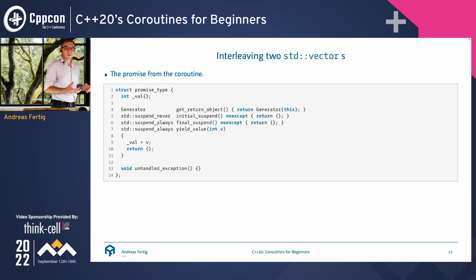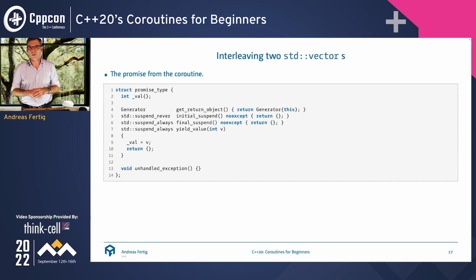So how does our promise type look this time? Way smaller than before. It comes in line number 2, once again with some storage space, an integer this time called val, to store the individual integers of our std::vector, which we want to pull out of the coroutine or hand out of the coroutine. And then in line number 4, we can see for the setup, the get_return_object. The pattern is the same as before.